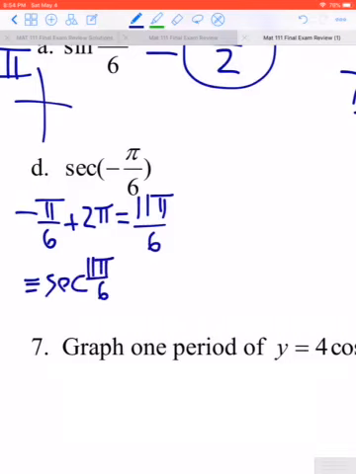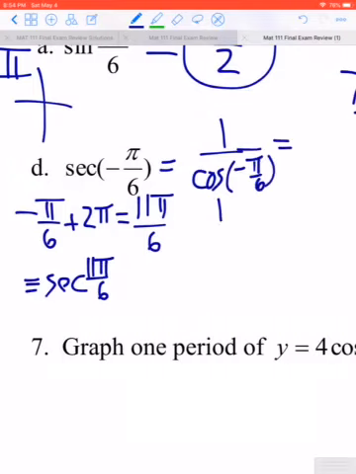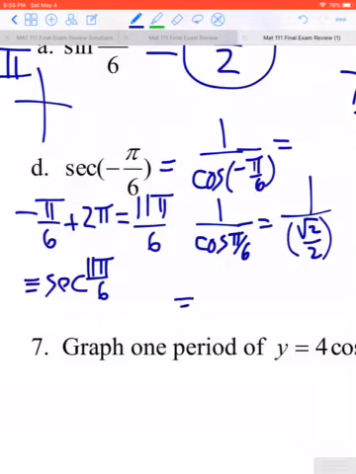A slightly faster way, maybe using our identities, is we know that the secant is a reciprocal of the cosine. This is 1 over the cosine of negative pi over 6. We also know that the cosine is an even function. So the cosine of negative pi over 6 is the same thing as the cosine of positive pi over 6, which we should know immediately is the square root of 3 over 2. So the answer is going to be 1 over the square root of 3 over 2, which is, keep, change, flip, 2 over radical 3, which when you rationalize should give us the answer 2 square root of 3 over 3.